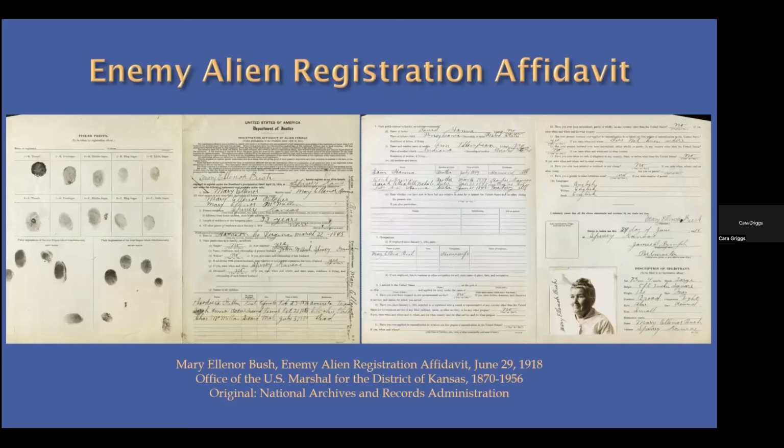For the most part, these registrations do not survive, including for Virginia, although I did find a set of registration affidavits from Kansas, and this is for Mary Eleanor Bush. She was born in Harrison County, West Virginia, but married John M. Bush from Germany, and therefore she's suspect. So she's an example of someone who was born here but is suspect just because of her marriage. And although they're not digitized, the National Archives does have records of individuals who are questioned and imprisoned under the regulations on Germans for World War I.